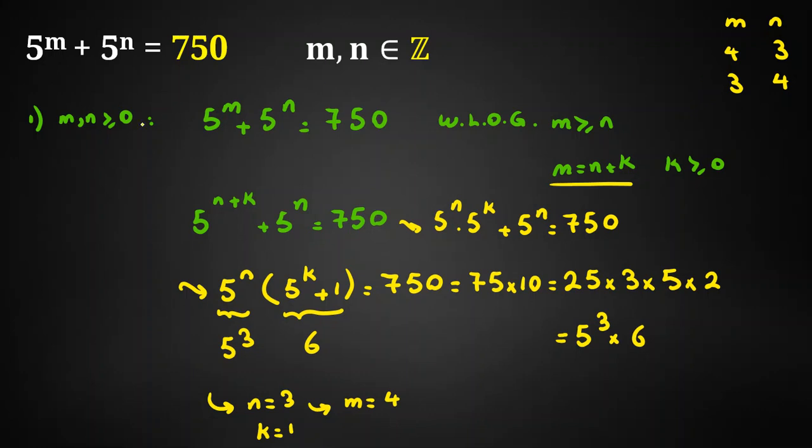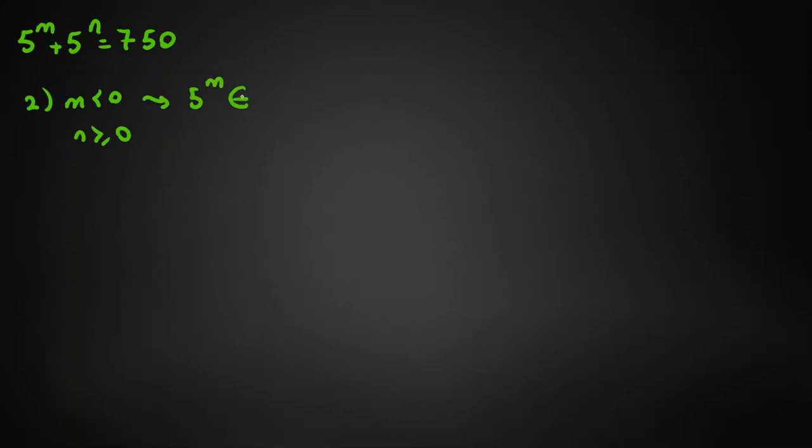Now, we should consider if one of them is negative or if both of them are negative. This case is easy because if one of them is negative, it won't be an integer. Okay, so let me write again: 5 to the m plus 5 to the n equals 750. Now case 2, suppose one of them is negative and one of them is positive. For example, without loss of generality, m is less than 0, n is greater than or equal to 0. Then 5 to the m is not an integer.